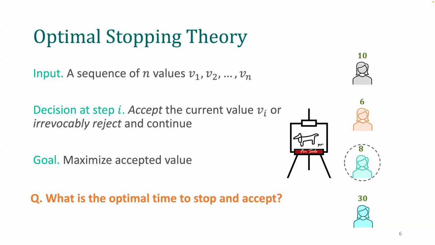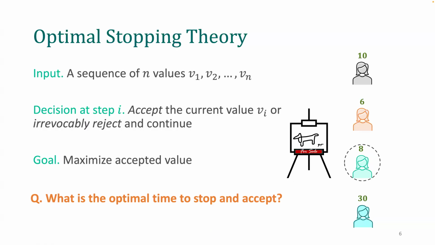It has been studied a lot in math and computer science: having a sequence of n values, and we need to choose one value. At each step, once you see a value, I need to decide whether I want to accept this or just reject and move on, with the goal of maximizing the value. The reason why it's called the optimal stopping problem is because I want to figure out the optimal time to stop and accept the current value we have, right?